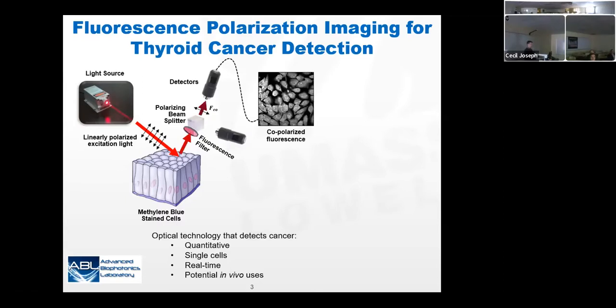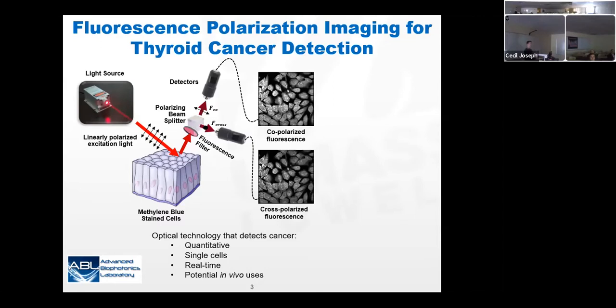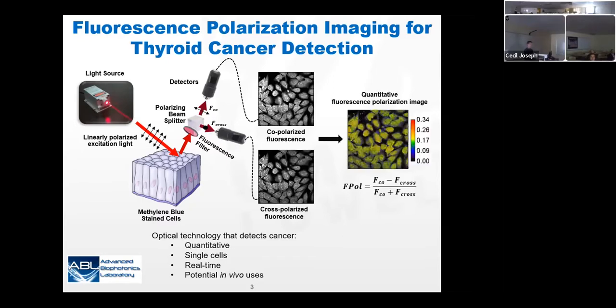So then you get the copolarized and cross-polarized fluorescence emission images, which, as you can see here, display some morphology of the cells. These are used to generate a fluorescence polarization image, which provides a quantitative measurement for each individual cell. Fluorescence polarization imaging is simple and robust, and that's one of the reasons why our group is using it to explore more accurate quantitative methods for cancer detection at the cellular level.